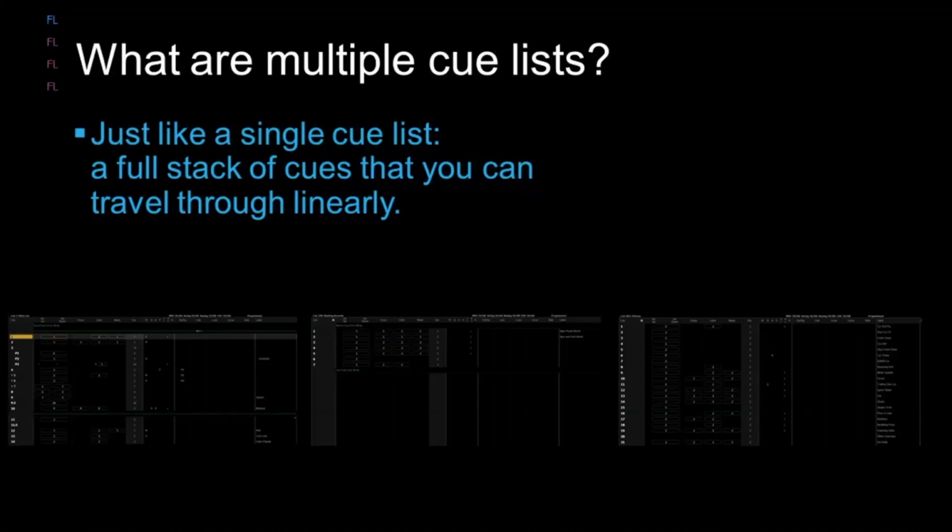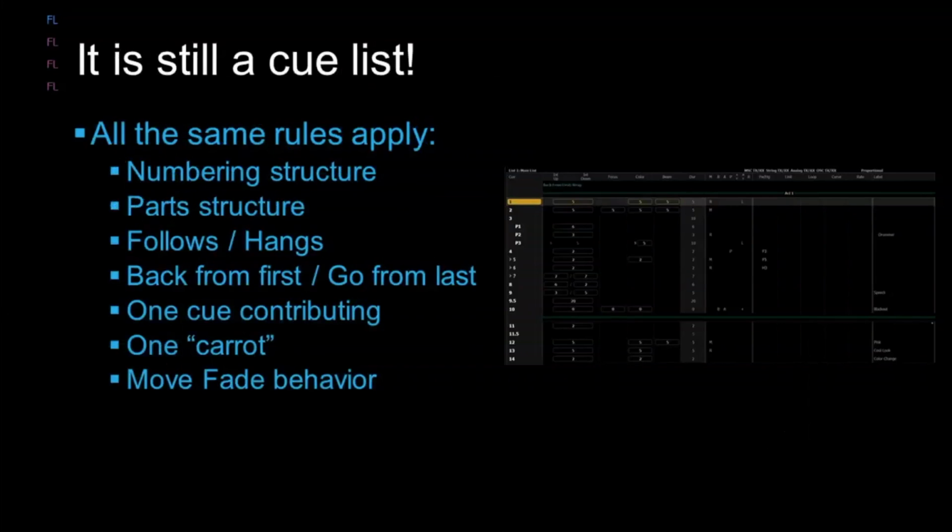So the rules don't really change when you go from a single cue list to a multi-cue list environment, with the exception of you now have more stacks of cues that you need to manage. So some of the navigation is a little bit different, and some of the tools are a little bit different. All of these same rules still apply, right? We still give you the same numbering structure. You can have point cues, you can have part cues.